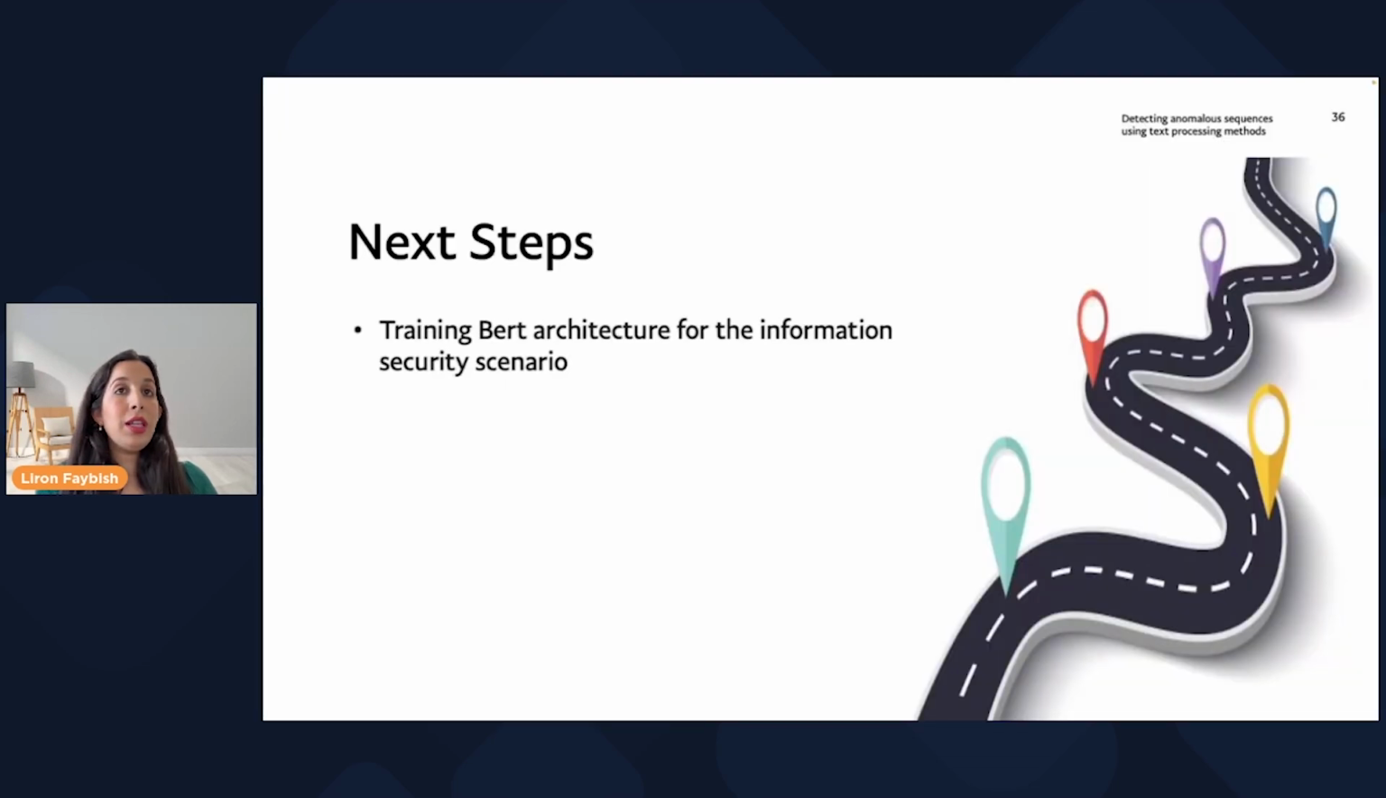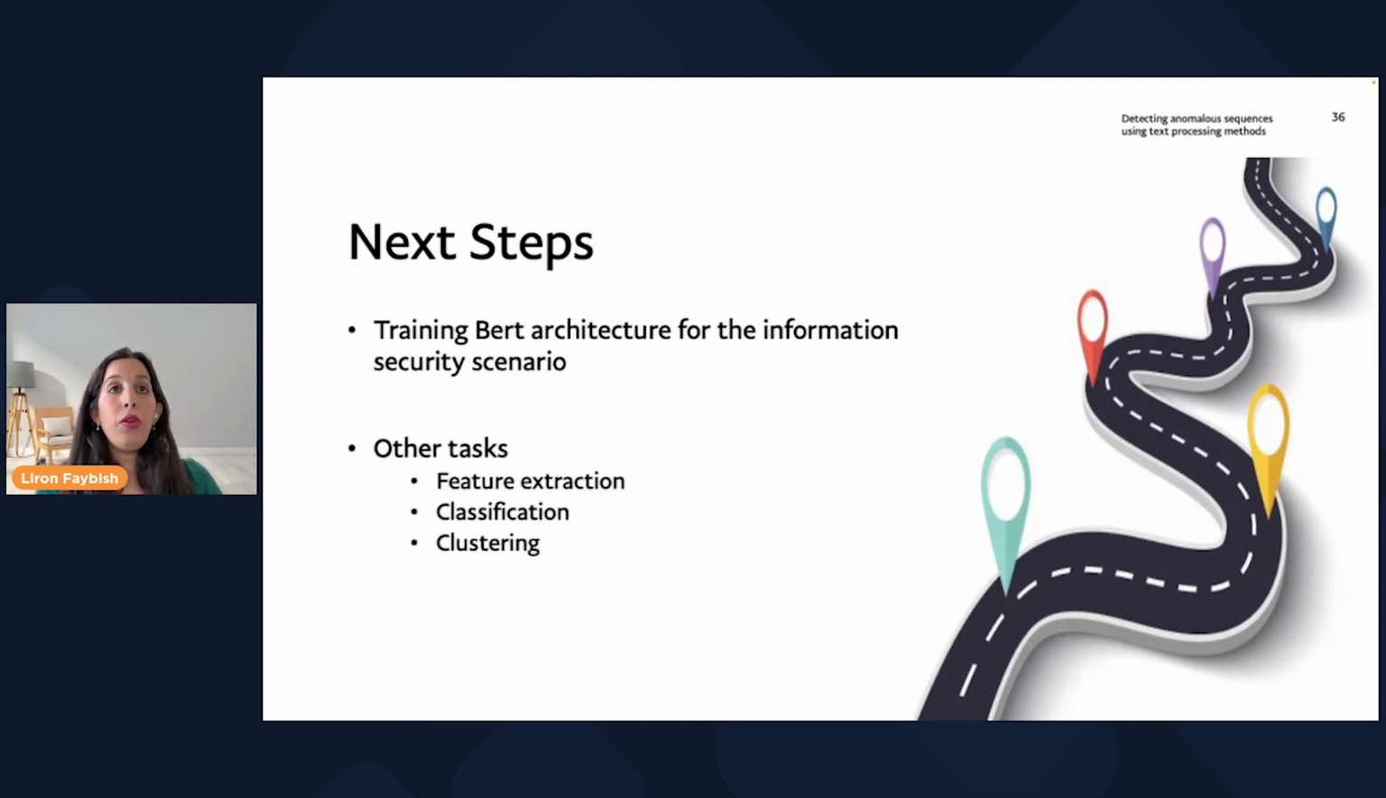Our first next step will be testing the sessions dataset with the BERT architecture and comparing the results with the word2vec ones. Later, we can also use this architecture for other tasks. For example, we can extract features for each sequence and use them for other tasks like classification or clustering, and learn more about the connection between the sequences. For example, we can cluster the sessions we talked about into several clusters and see which users are acting alike and maybe create new collaboration between them.